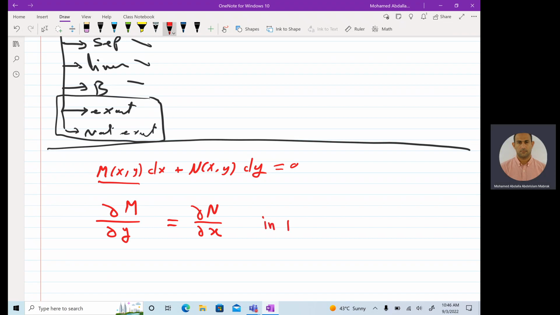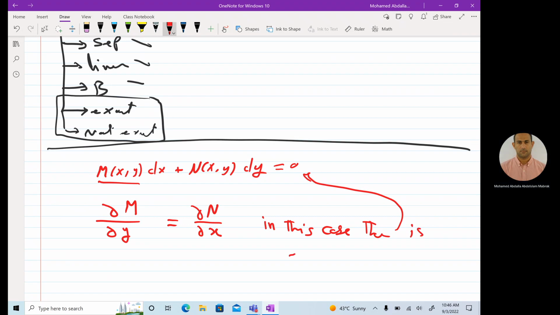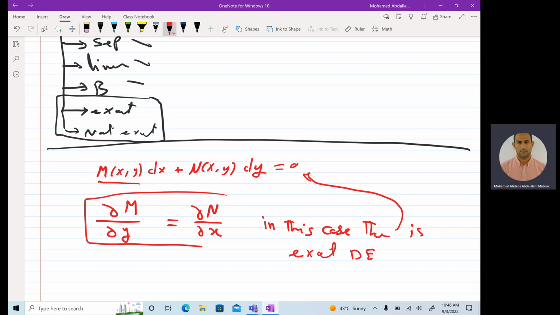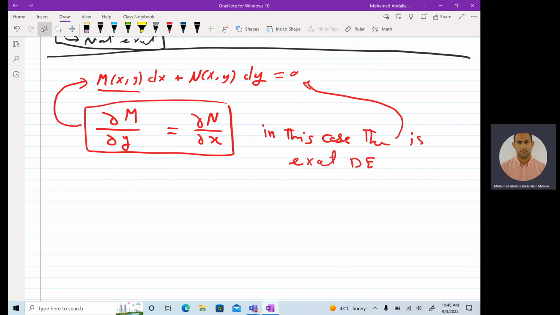in this case, this differential equation is an exact differential equation. This is a check to see whether the differential equation is exact or not. Now, if it is exact, then we have a way to solve it. The way that we solve it, I will rewrite this again.